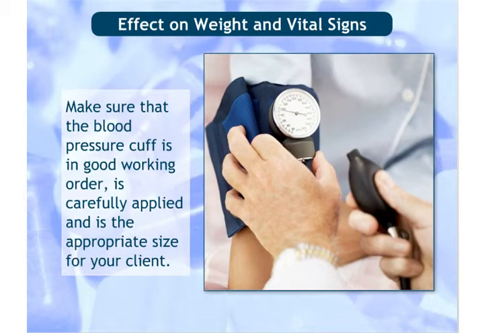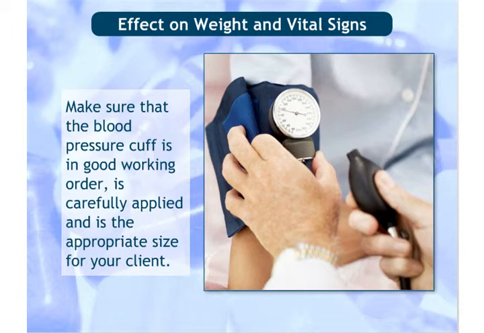When taking vitals, make sure that the blood pressure cuff is in good working order and that the valve on the bulb opens and closes securely. Be alert to any precautions or contraindications before applying the cuff, such as a dialysis shunt, bone fracture, blood clot, arm pain, paralysis, etc. Use the appropriate size cuff for very large or very small clients.